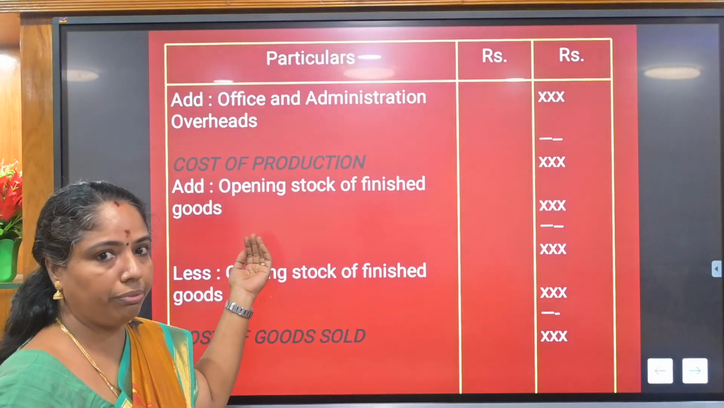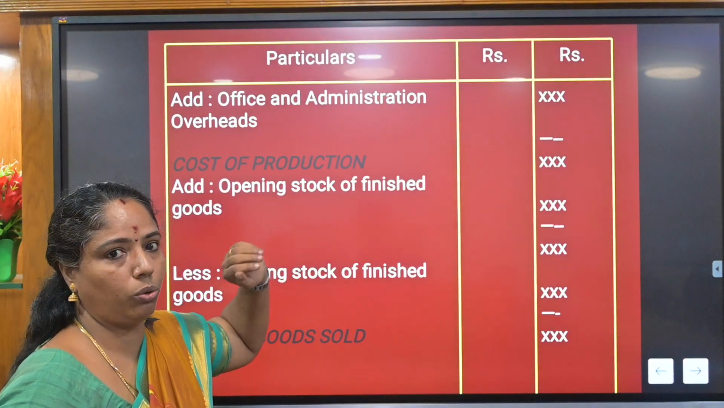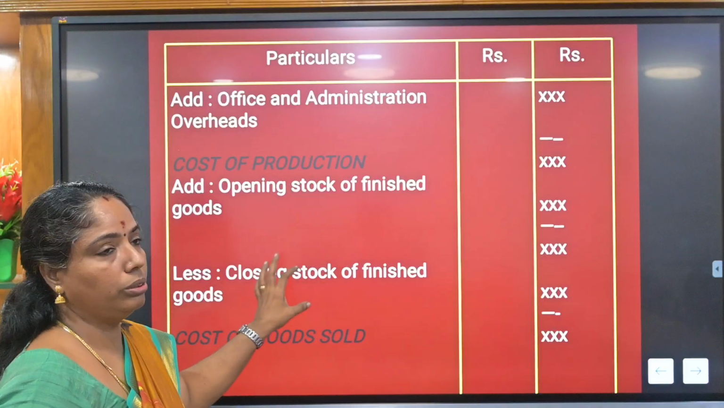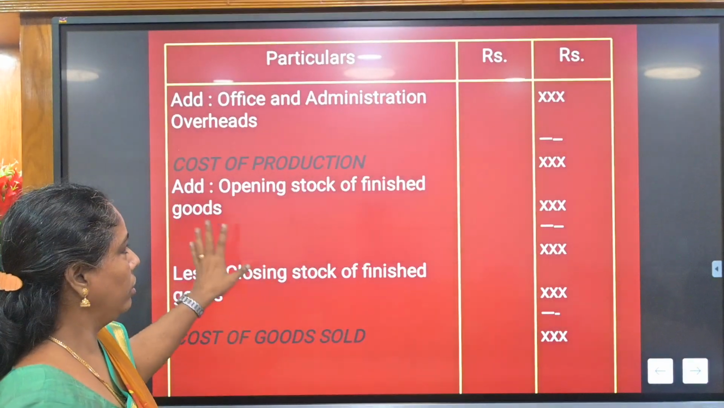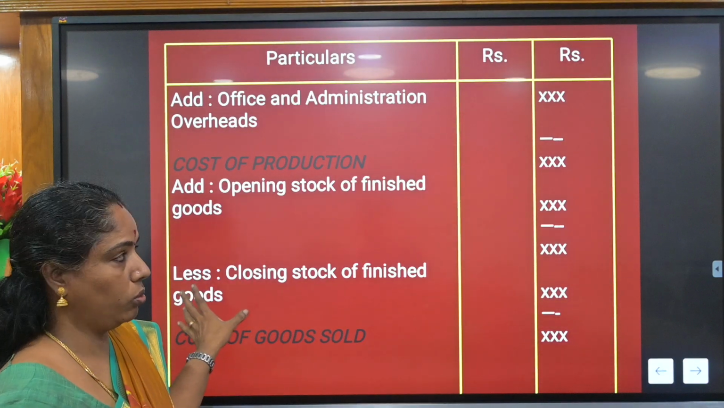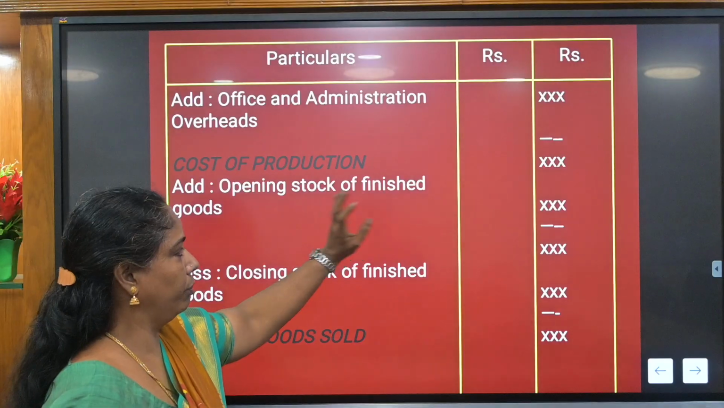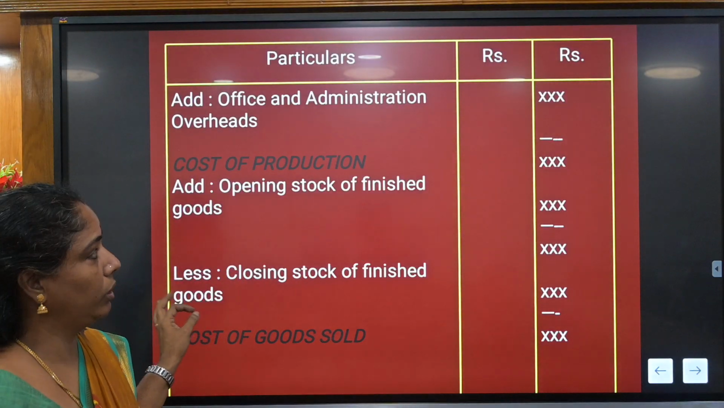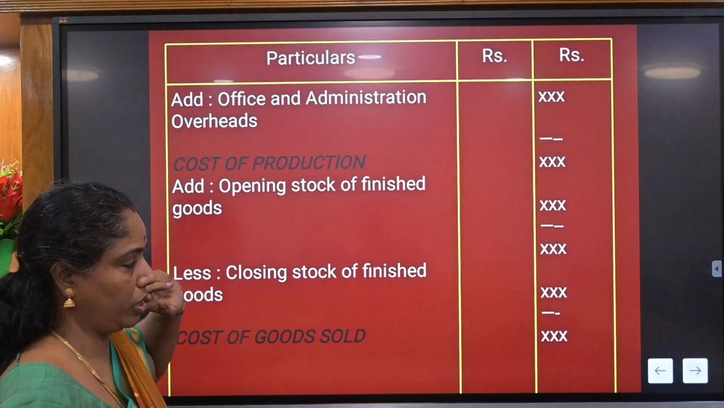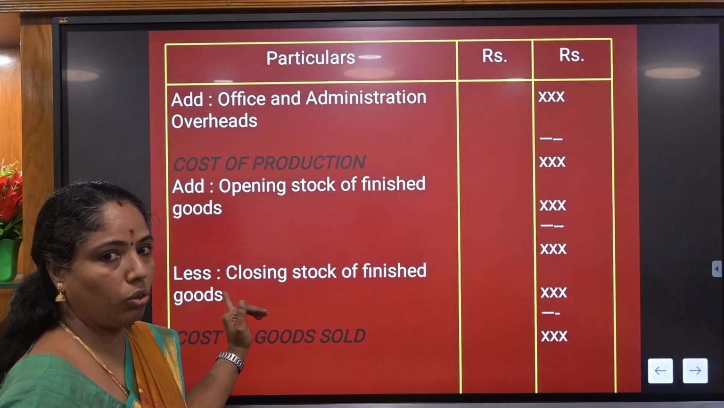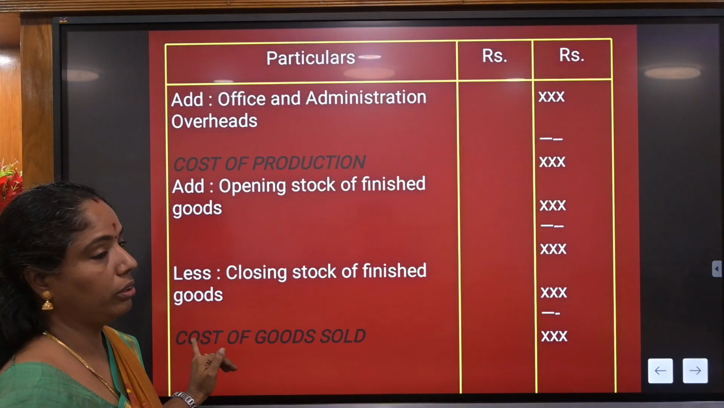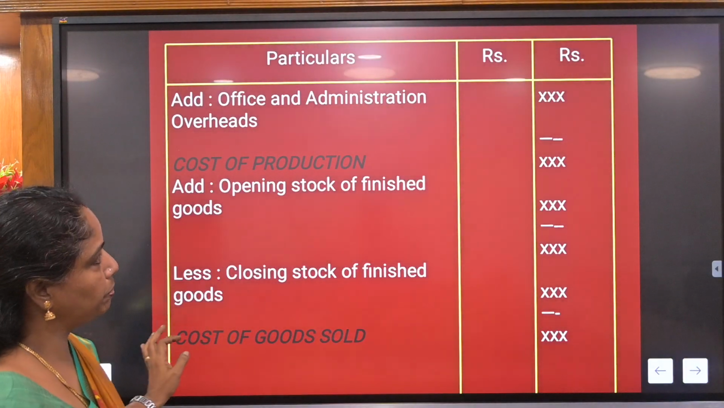If in the sum they gave finished goods, opening and closing finished goods, we have to do some adjustments. In all of these we add the opening and deduct the closing. So opening stock of finished goods we should add to the cost of production, and we have to deduct closing stock of finished goods. After deducting we will get cost of goods sold.